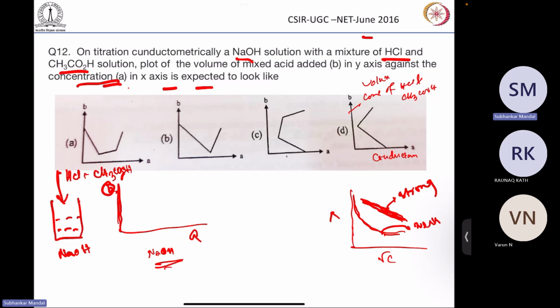For a strong electrolyte, why does the conductivity increase with dilution? Can anyone tell? Then we can come to this problem, and it will be clearer. Anyone can unmute. I think we already discussed these things.